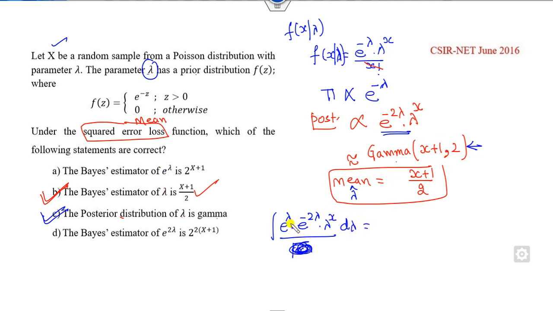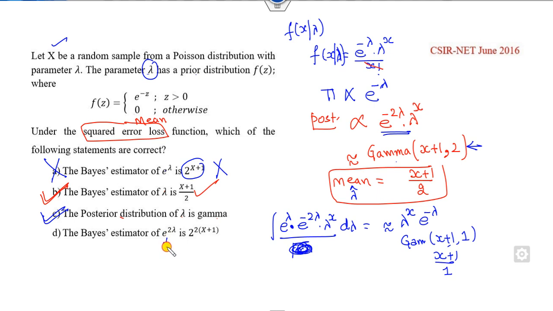So can you say, again, which is equivalent to e raised to power minus of, again it is a gamma distribution. The mean is, the parameter is here. So can you find the mean? Is the mean here? No, because the mean is x plus 1 over 1. So this option is cancelled.